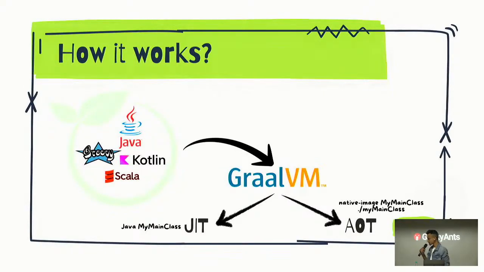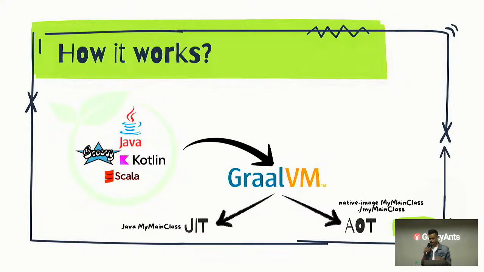It supports Java, Kotlin, Scala, and Groovy. Whichever language is supported by JVM, GraalVM supports all those languages. GraalVM provides two types of compilers. One is JIT and another one is AOT. This JIT is not exactly the one the JVM provides. This is a better form of JIT. So GraalVM provides two options for you: you can either choose JIT or AOT.